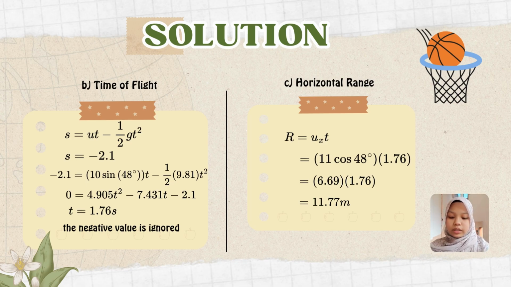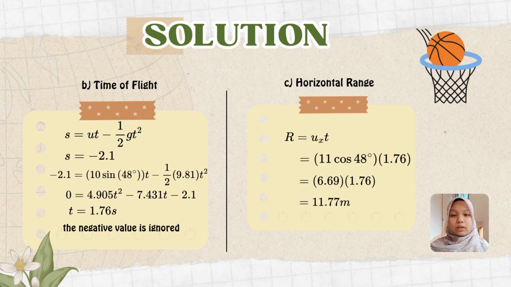Then, we rearrange the values, which is equal to 4.905 t squared minus 7.431 t minus 2.1 equals 0. Using the quadratic formula, we obtain the two answers. Since time cannot be negative, we take the positive value. Therefore, the total time of flight is t equals 1.76 seconds.